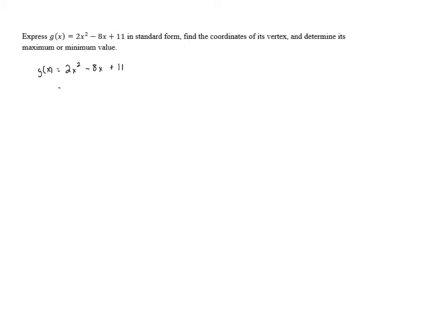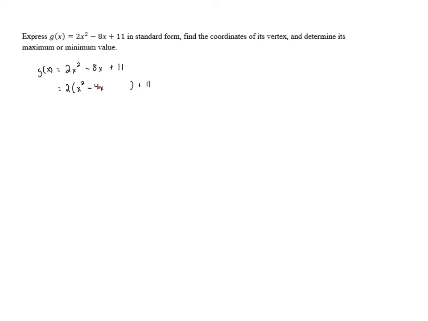First, we need to factor out the leading coefficient from the variable terms. So that's going to give us 2 times the quantity x squared minus 4x. And we leave the constant term on the outside. Then we need to complete the square.